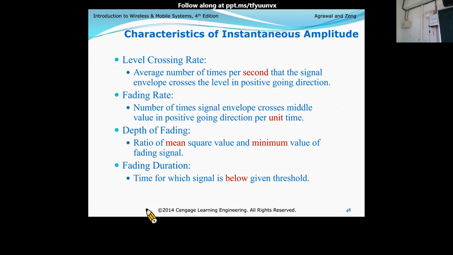Likewise, we still have 30 seconds, but let me move on to the next page.